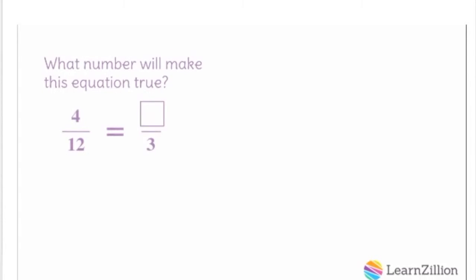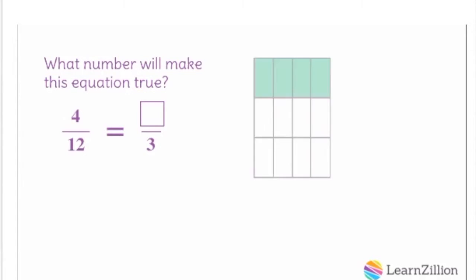Let's take a look at one more example. In this equation, we could use a model to figure out how many thirds would be equivalent to 4/12. Let's start with a model that shows 4/12. This model has 12 equal parts to make a whole, and 4 of those 1/12 pieces are shaded.